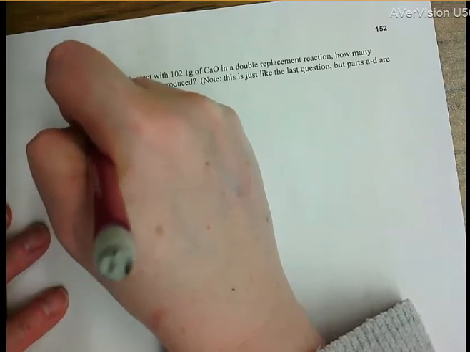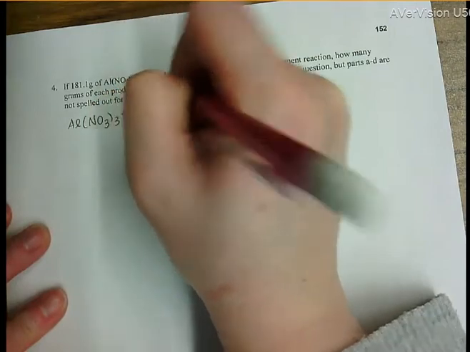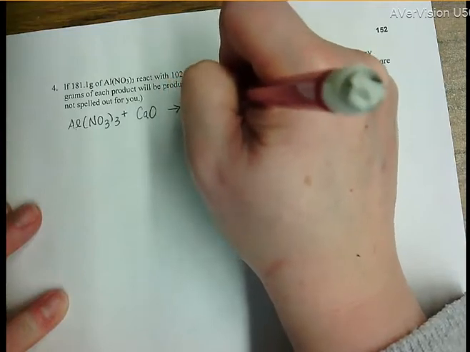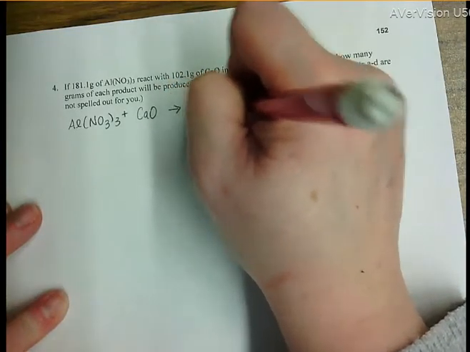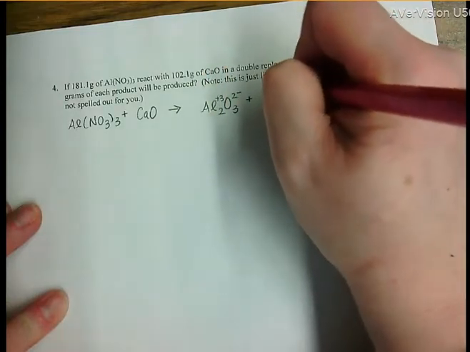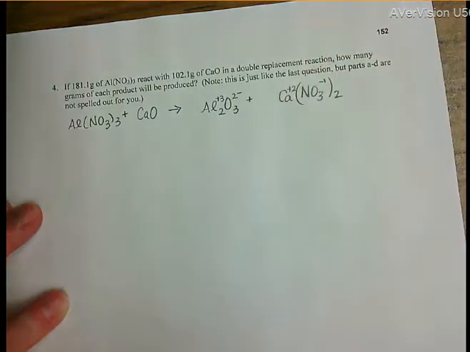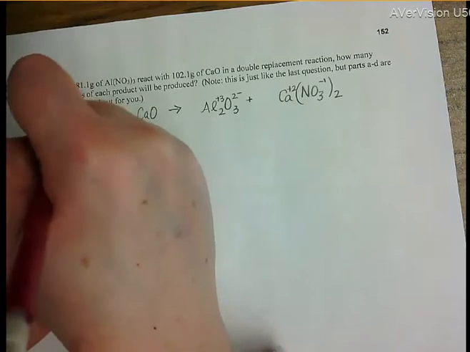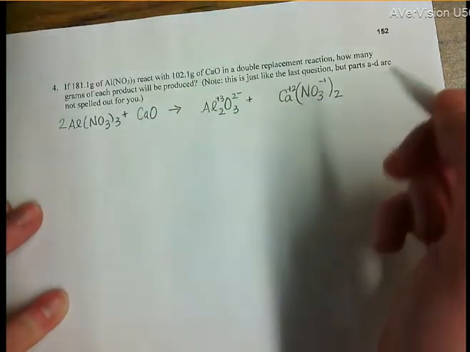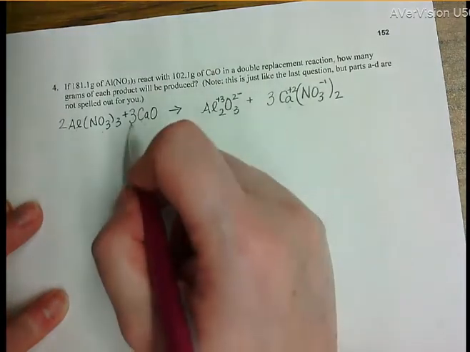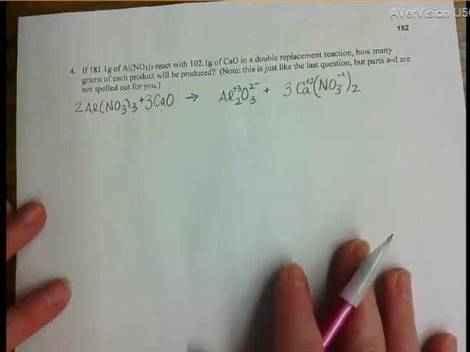So Al(NO3)3 plus CaO, this is double replacement. Aluminum and calcium swap, so aluminum plus 3, oxygen negative 2, so it's Al2O3, plus calcium plus 2, nitrate is negative 1. These are all ionic compounds. I have 2 aluminum, so I need a coefficient of 2. I have 6 nitrate, so I need a coefficient of 3. I have 1 calcium, I have 3 calcium, so I need a coefficient of 3. I have 3 oxygens, I have 3 oxygens, so it's now balanced.